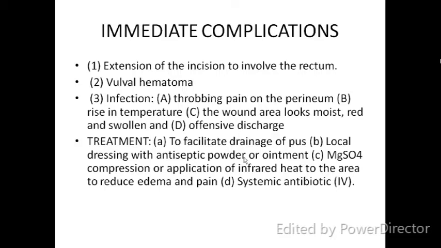Immediate extension of the incision to involve the rectum, vulval hematoma, infection, throbbing pain on the perineum, rise in temperature. How will you diagnose the infection? There is a throbbing pain in the perineum, the patient has a fever, the wound area looks moist, red and swollen, with offensive discharge. It is an immediate complication within 48 hours.